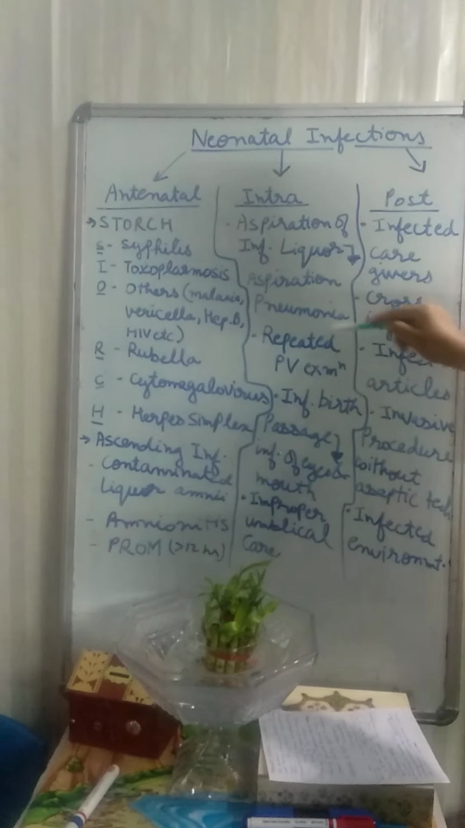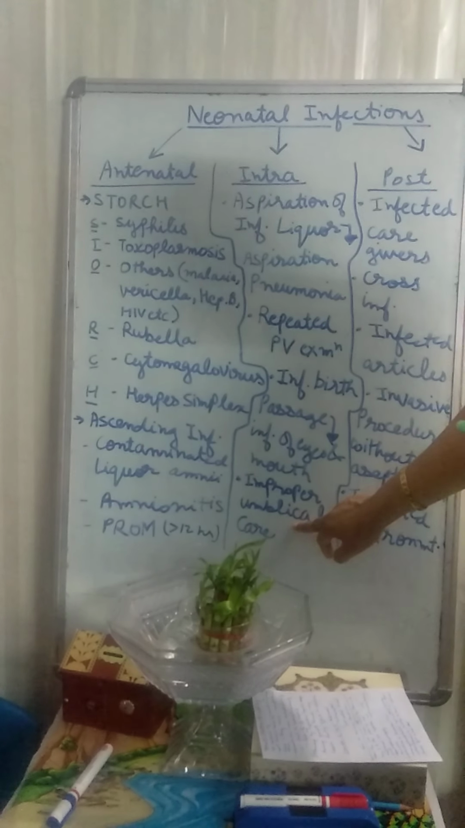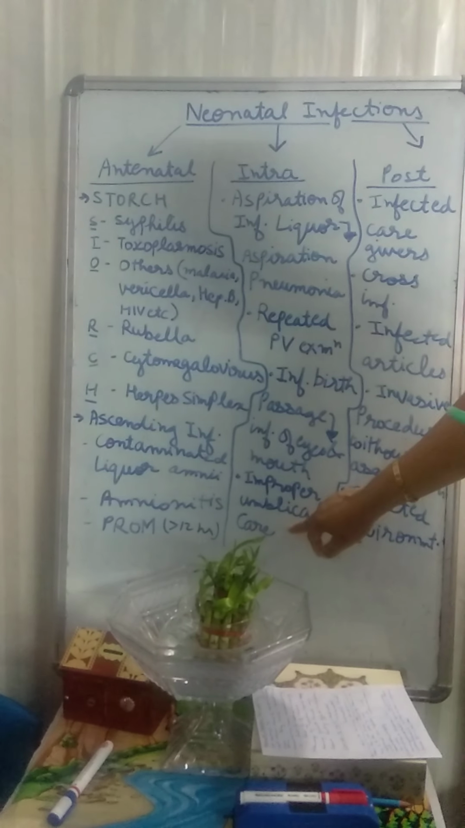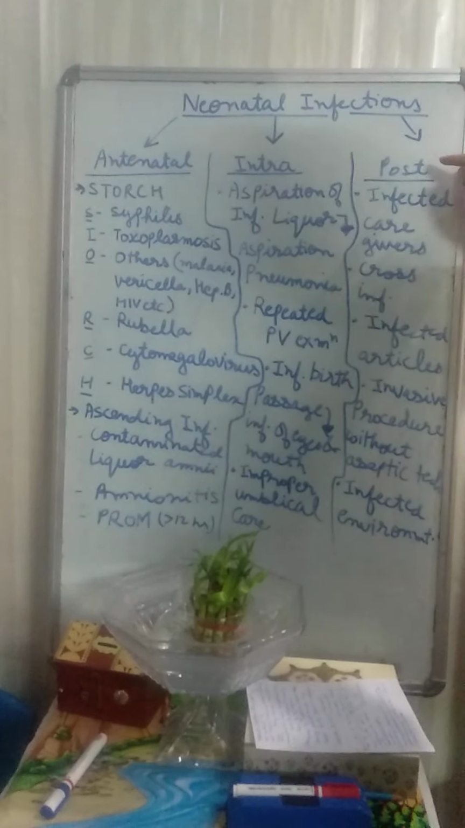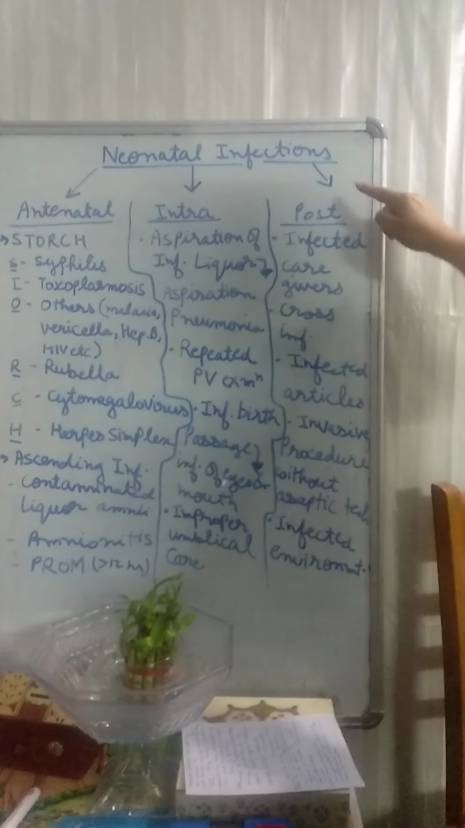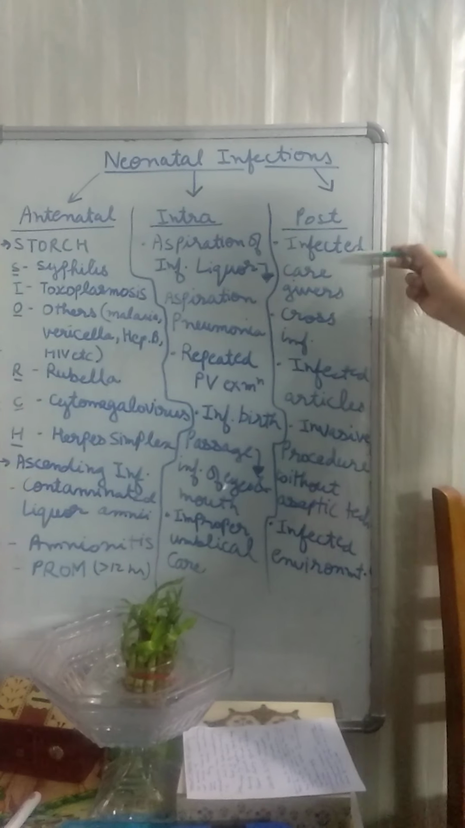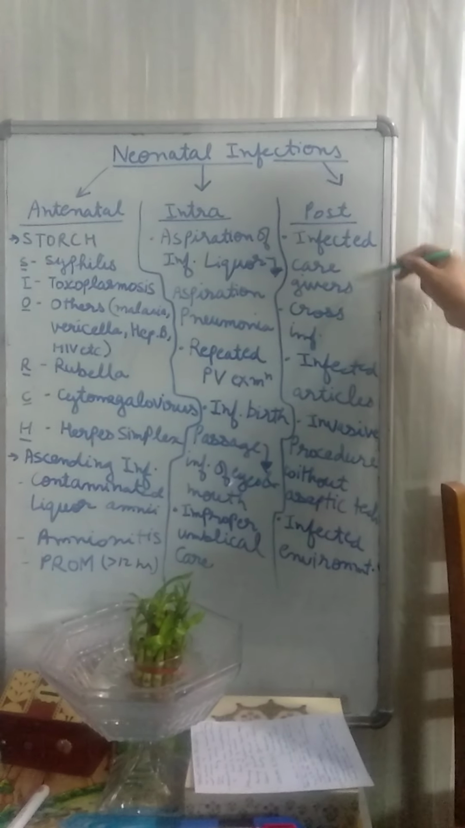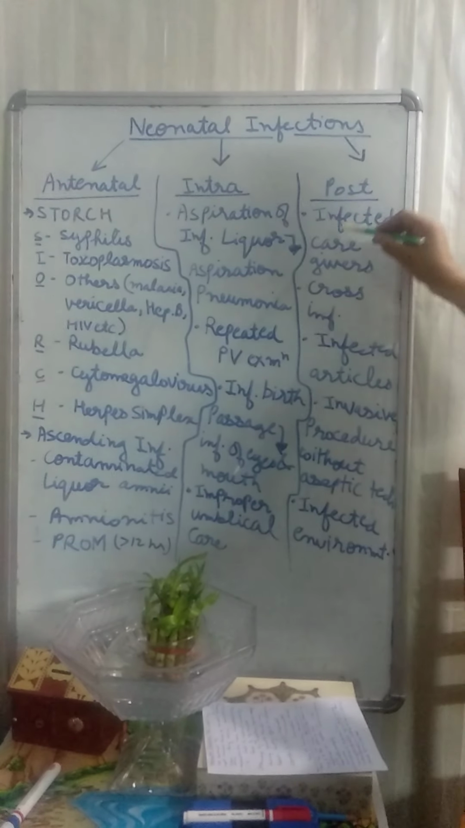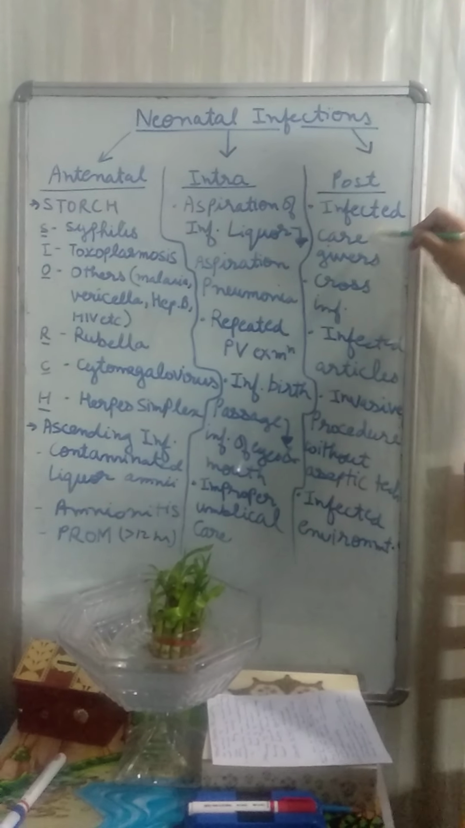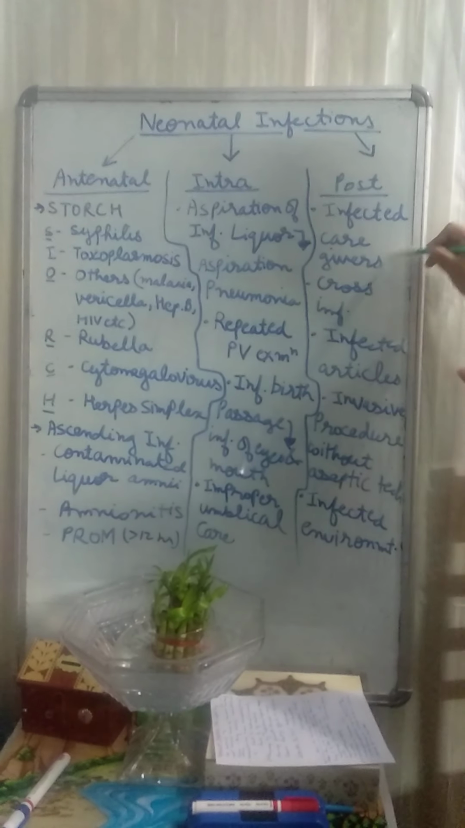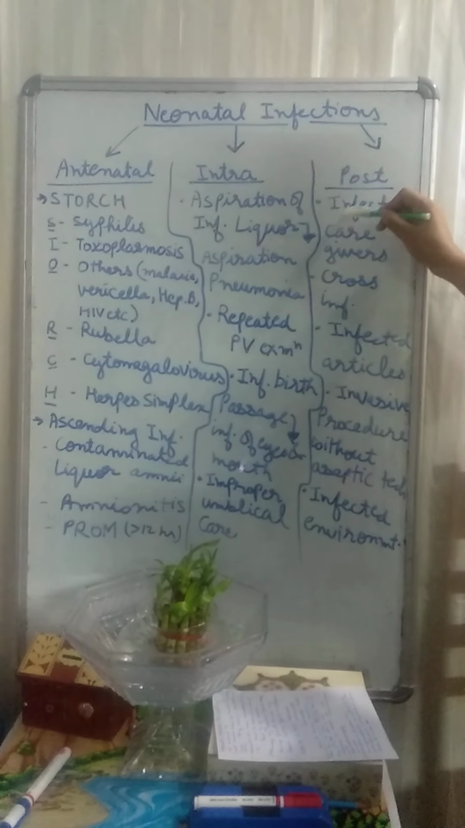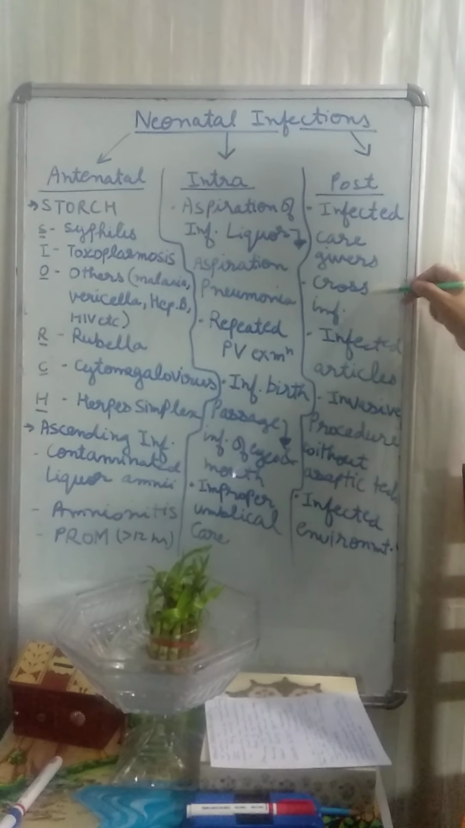At the time of delivery, when the umbilicus is cut and aseptic techniques are not maintained properly, this may lead to improper umbilical care and infection in the neonate. Then coming to the postnatal period. In the postnatal period, infected caregivers communicate the infection to the neonate. It means the caregiver, either the mother, father or any healthcare professional who is giving care, if infected, may infect the neonate. Then cross infection.